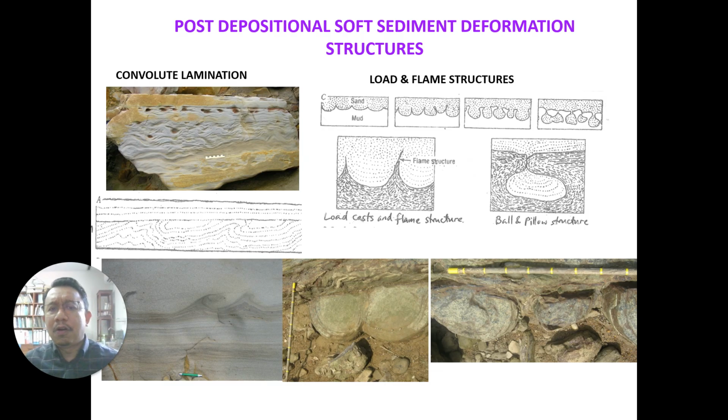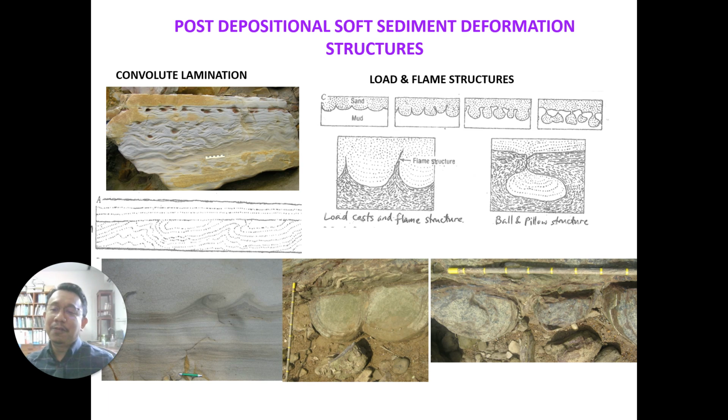Then there's also what we call load structures and also flame structures. So what are those? Let's say you are near a river mouth, but underwater, in the shallow sea. There is a layer of mud below, and the mud is very soft because it has just been deposited. Lots of water inside it. If you can imagine stepping on the mud, you will sink. So it's very soft mud.